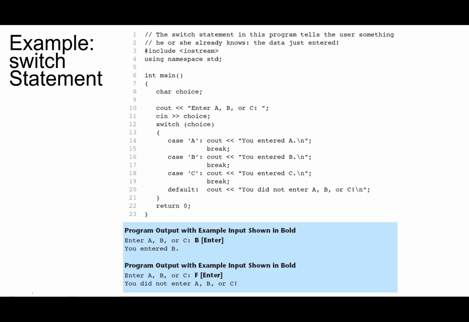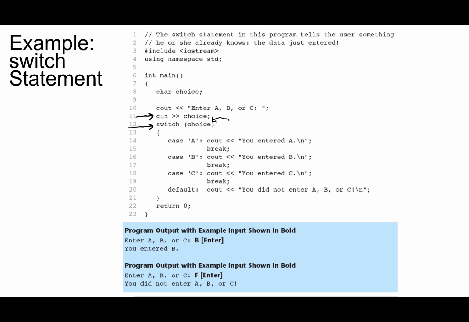So in this one we don't have a menu, but we're asking the user to enter A, B, or C. And then we read in and store whatever they entered to the variable choice. Then we have our switch statement, so switch, and then we're giving it the choice that the user entered, so we're giving it that variable name.